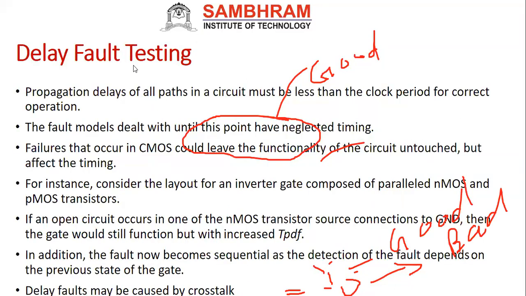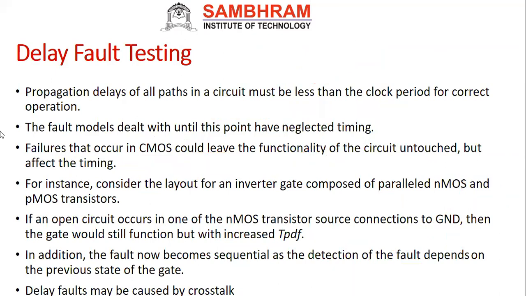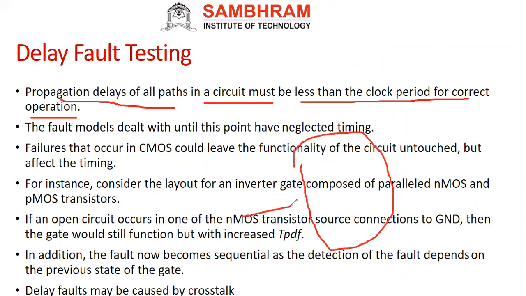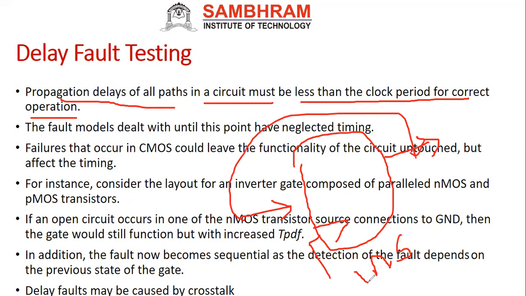Now delay fault testing, here also very simple. The delay fault testing is based on the propagation delay of all paths in a circuit, which must be less than the clock period for correct operation. For example, if you have a circuit from input to output, when applying a clock, the clock is around 1 nanosecond, meaning the time taken from input to output is within 1 nanosecond, and it will produce the output. That is, the propagation delay of all paths in a circuit must be less than the clock period. So less than that we'll get.